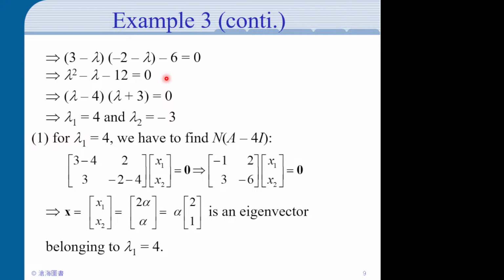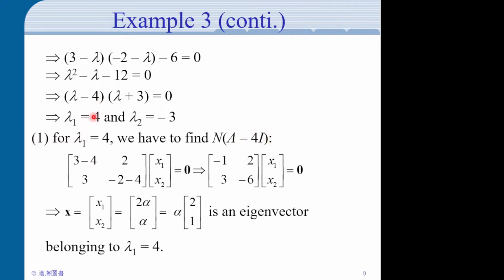As we see, we solve this equation and get the two roots of this polynomial, and the roots are 4 and minus 3. So those are our eigenvalues. Okay, and let's continue with the calculation. So we have the eigenvalues, then we want to find the corresponding eigenvectors. So we want to find the null space of A minus lambda I.